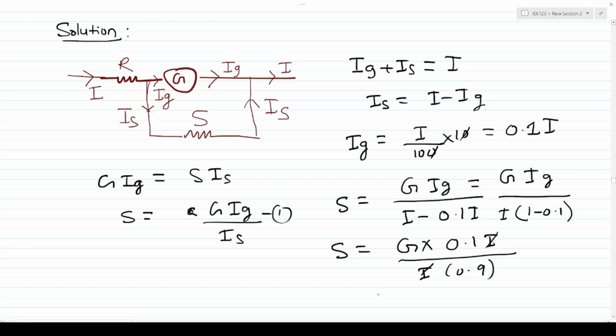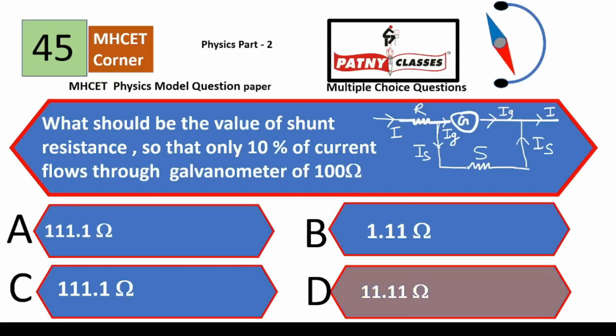I gets cancelled. Given G is 100, 100 into 0.1 divided by 0.9, that is equals to 11.11 ohms. This is the required value of shunt resistance. Therefore, option D, that is 11.11 ohms, is the correct solution. Therefore, we lock option D.